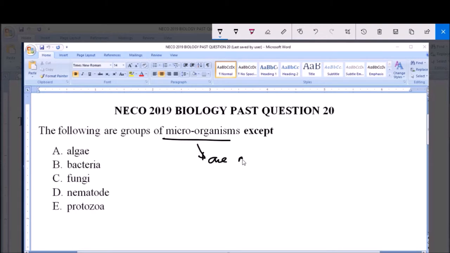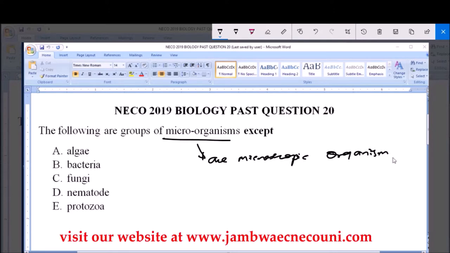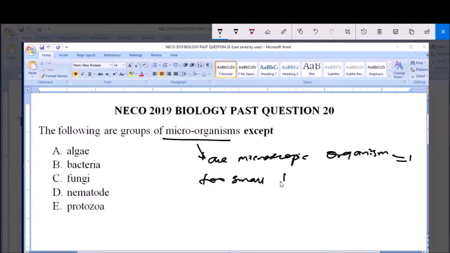Microorganisms are microscopic. They are referred to as microscopic organisms. That is where the name is derived from. Microorganisms: this micro simply means microscopic. These organisms are too small to be seen with naked eyes. They are actually seen with the use of a microscope.